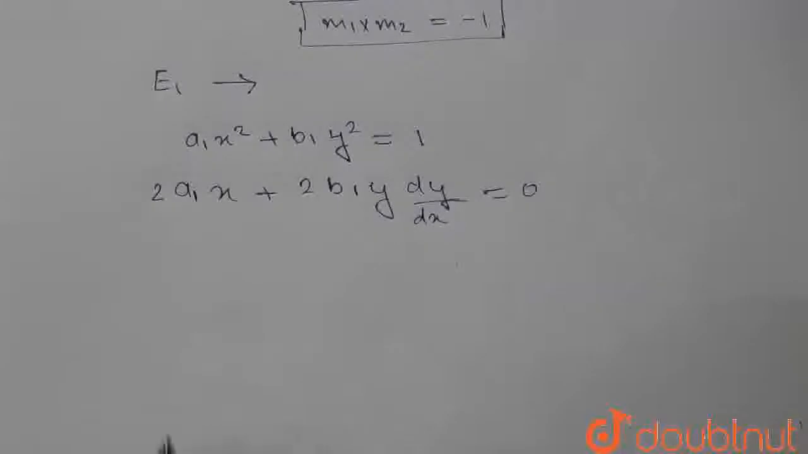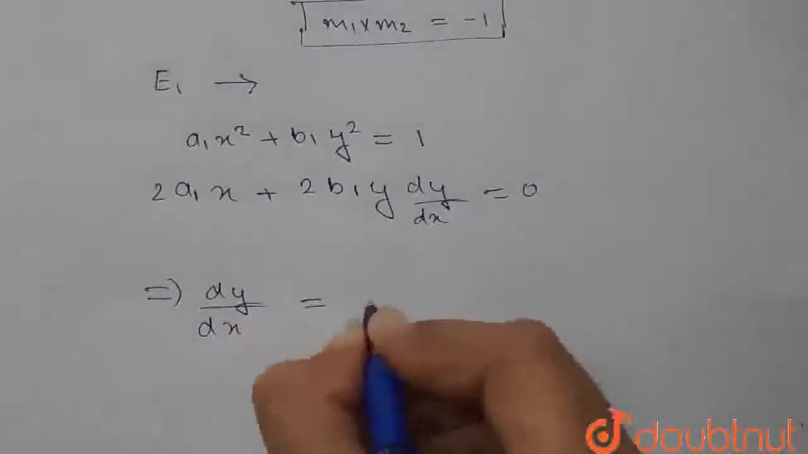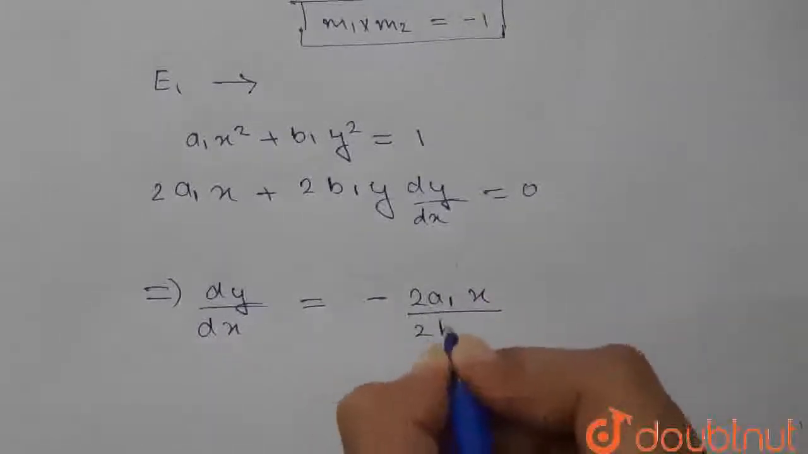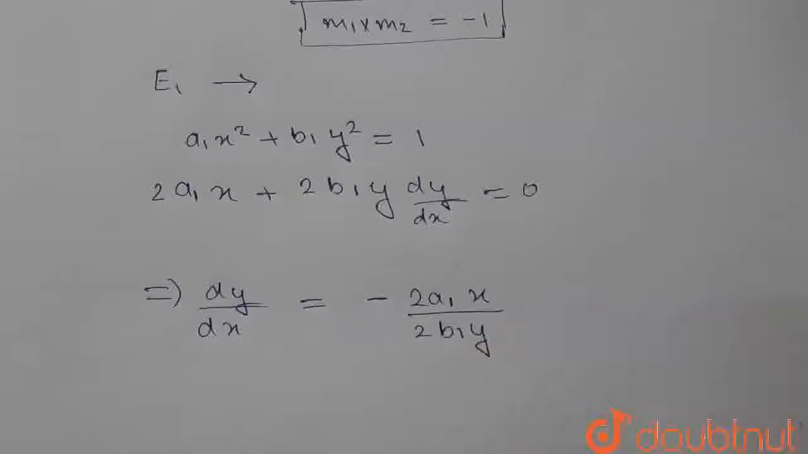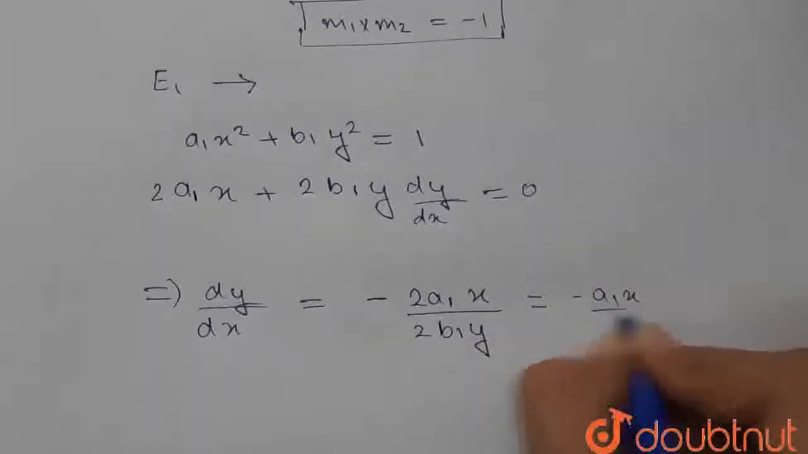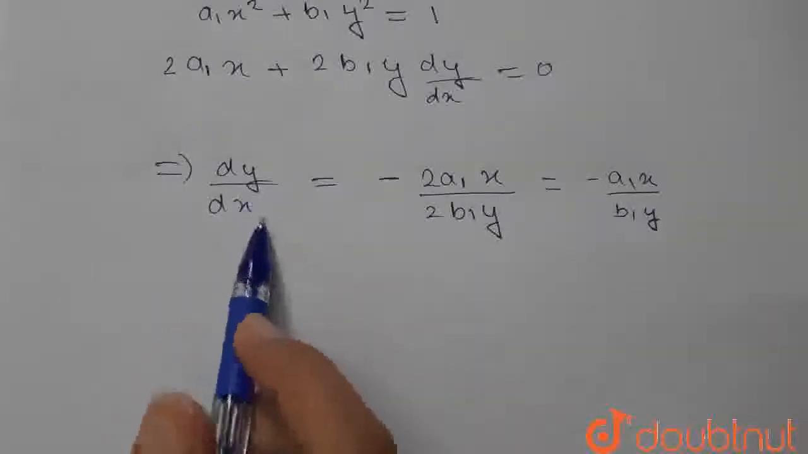So from here the value for dy by dx will be equal to what? It will be equal to minus 2a1x upon 2b1y. Okay, so 2 and 2 will get cancelled. So this is coming as minus a1x upon b1y. So this is the slope for E1.